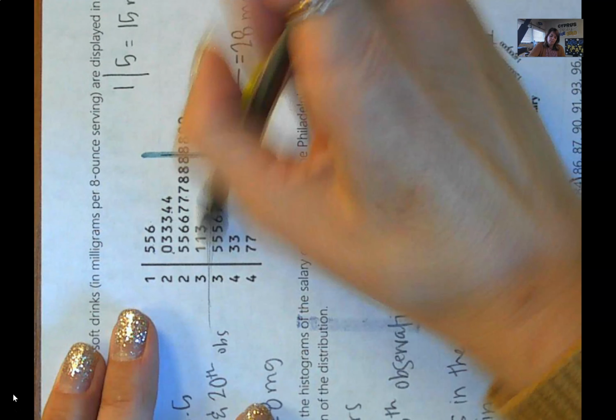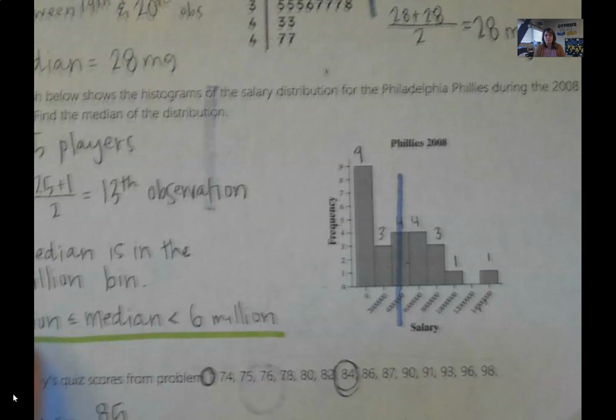Outliers. I don't think that there are any outliers. Spread, would you use range or IQR? I would use range. And center, would you use mean or would you use median? I would use mean.